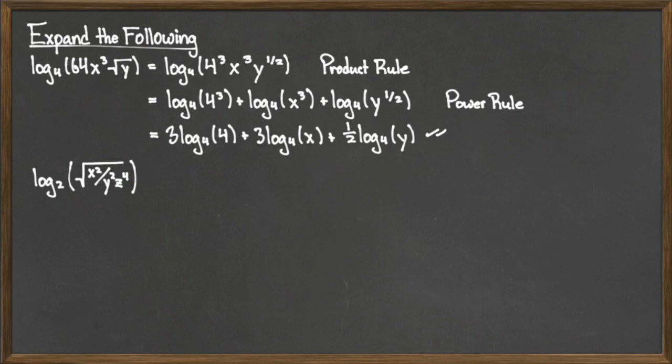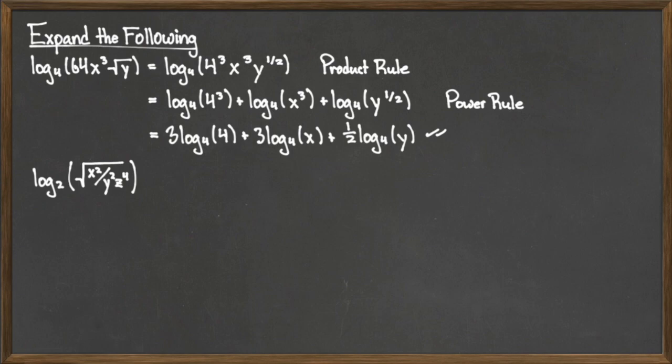Let's look at another example. Consider log base 2 of the square root of x squared divided by x squared times z to the 4th. Now this is a lot, but that's the whole point of these logarithmic expansion properties, is that I can take this gross expression and expand it to make it look a little bit more user-friendly.